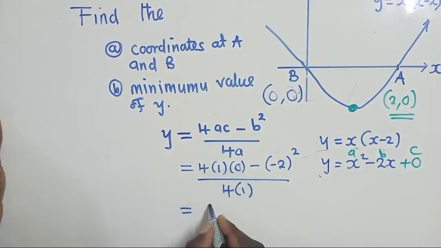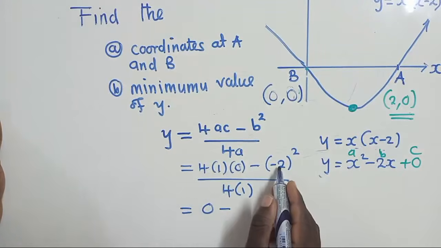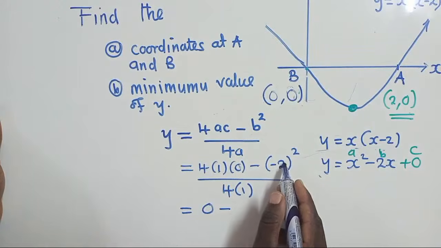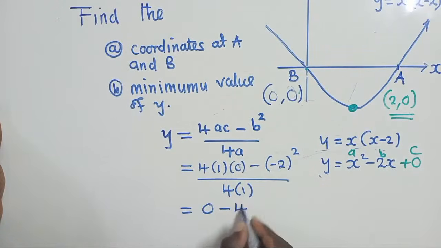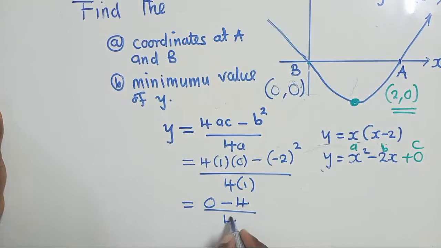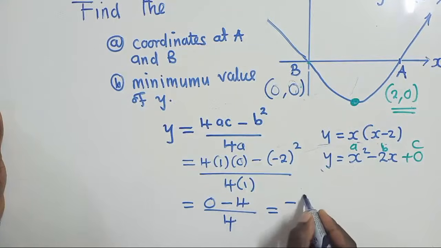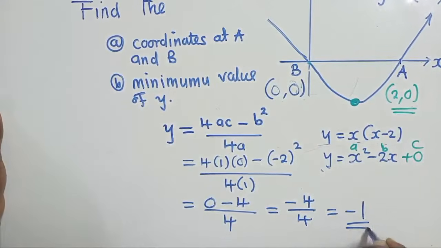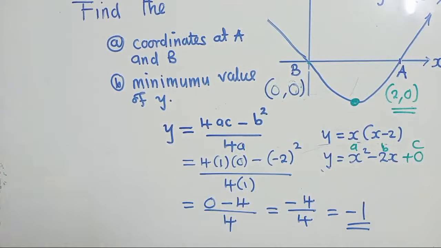So here we shall have a 0, because 4 times 1 times 0 will just give us a 0, minus negative 2 squared, it will be a 4. Negative, it will be positive 4. And there's a minus. This minus is coming from here, okay? Over a 4 there, okay? And when we simplify further, we shall get a negative 4 over 4, which equals negative 1. So the minimum value of y at a turning point is negative 1.